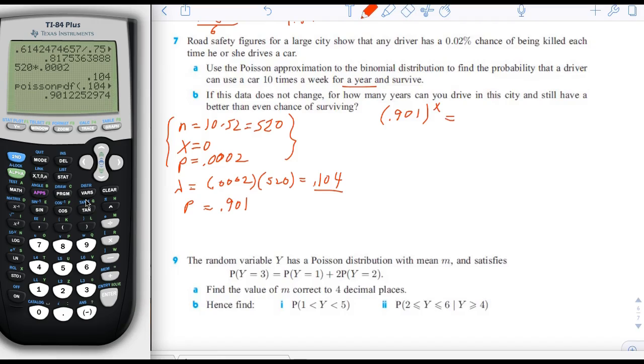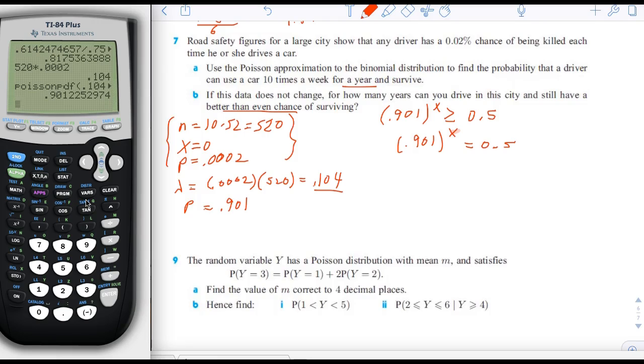Okay. Now what they want to know is, how many years would you go by so that your probability of surviving would be 50%. Okay, better than even chance. So actually they want it to be better than 50%. So they want it to be greater than or equal to 0.5. But basically to do that, we need to solve for 0.901 to the power of the number of years equals 0.5. So we need to somehow analyze x as a base and not an exponent.